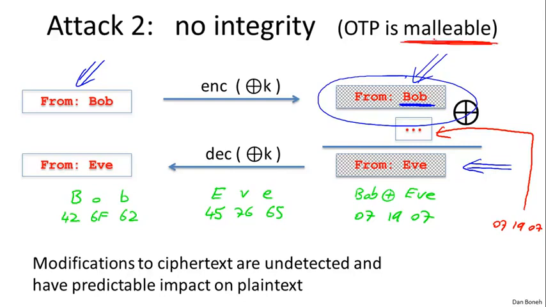We say that the one-time pad is malleable because it's very easy to compute on ciphertexts and make prescribed changes to the corresponding plaintext. To prevent all this, I'm going to do that in two or three lectures, and we're going to show how to add integrity to encryption mechanisms in general. But right now I want you to remember that the one-time pad by itself has no integrity and is completely insecure against attackers that modify the ciphertexts.